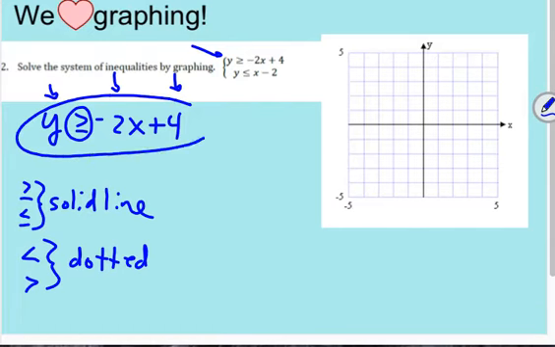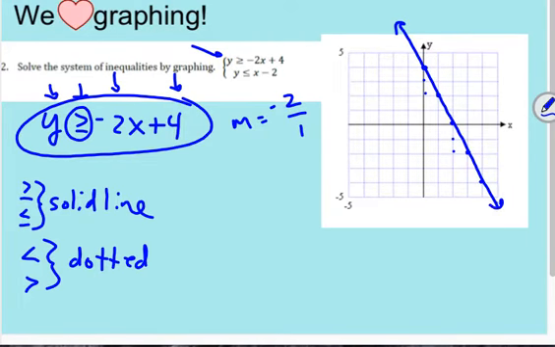So graphing this, I can see that it's greater than or equal to, so it's going to be a solid line. My y-intercept is 1, 2, 3, 4. Slope is negative 2 over positive 1. One has to be negative, one has to be positive. A lot of people would go down 1 and then to the left 1. But it's actually down a negative 2 and over a positive 1. So there's our line.